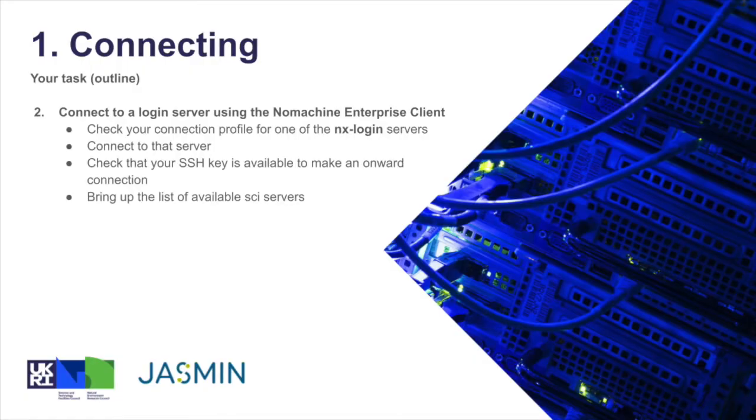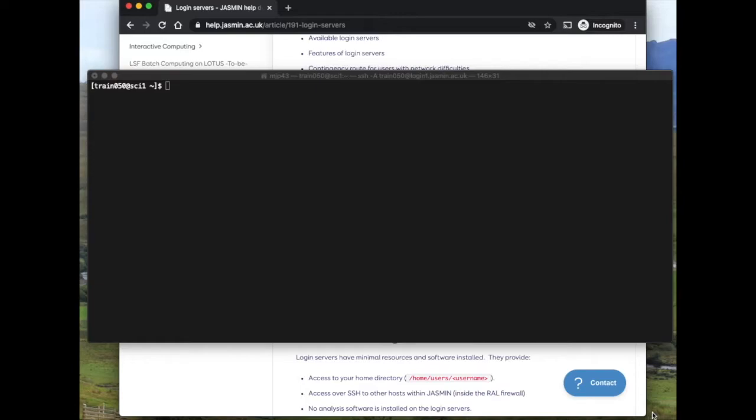So now we're going to make a connection to one of the NX login machines using the NoMachine Enterprise client. For this, we're going to locate and just check the details of the connection profile that we made for the NX login server we chose. That's something that we set up in exercise 0. There are a couple of other steps involved before we can actually make the connection. So let's have a look at how we do that.